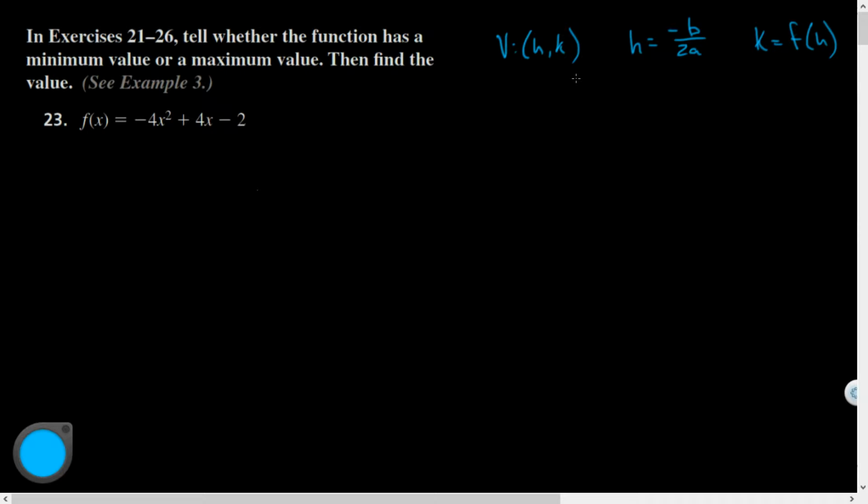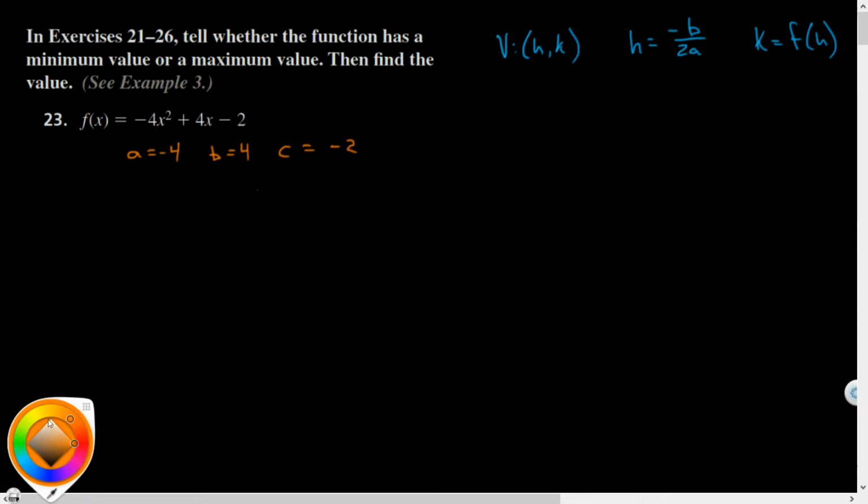Yesterday we talked about this idea of minimum and maximum values, which you can determine. Well, let's just do this problem. Here's 23. So to figure out a, b, and c, A is negative 4. B is this 4 right here. Tyler, based on the fact that A is negative, what direction do you think this opens, up or down? What are your thoughts?